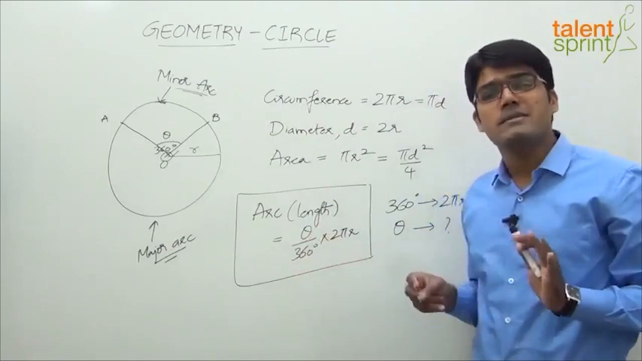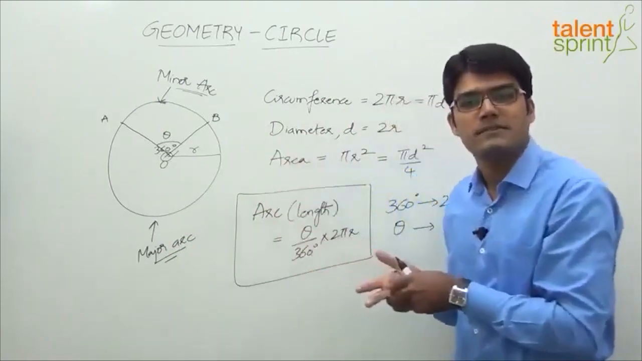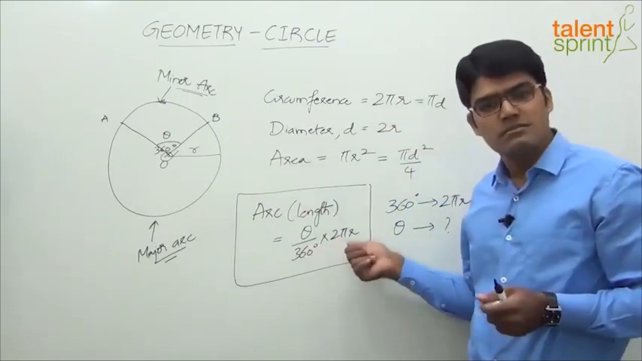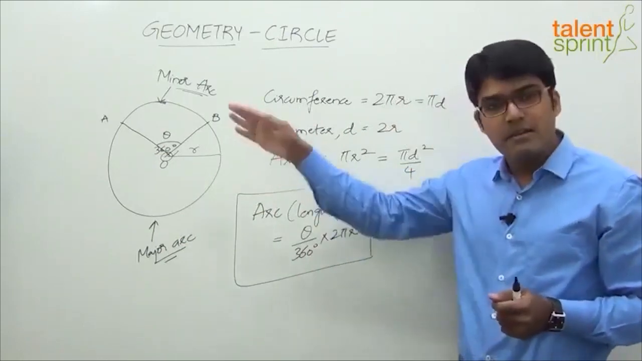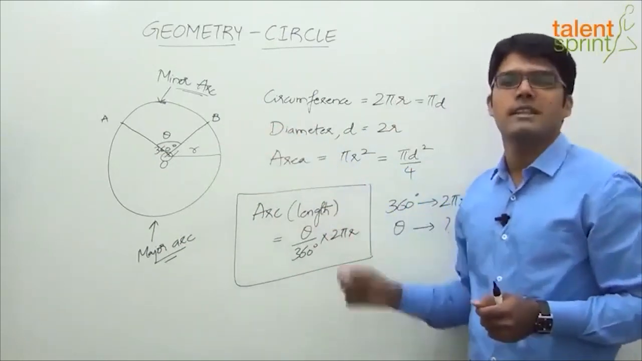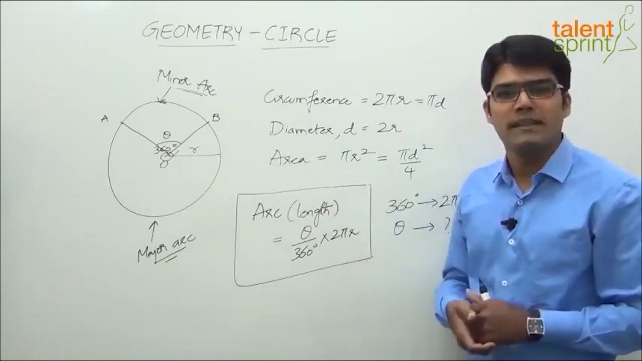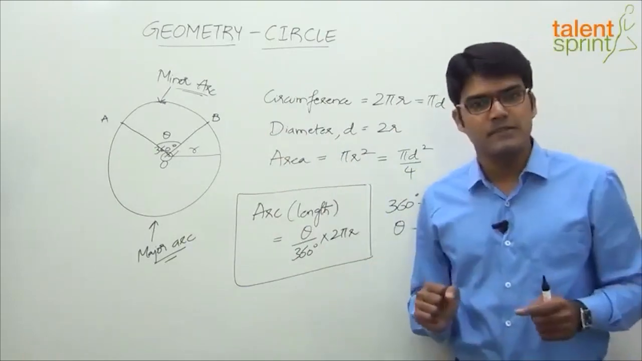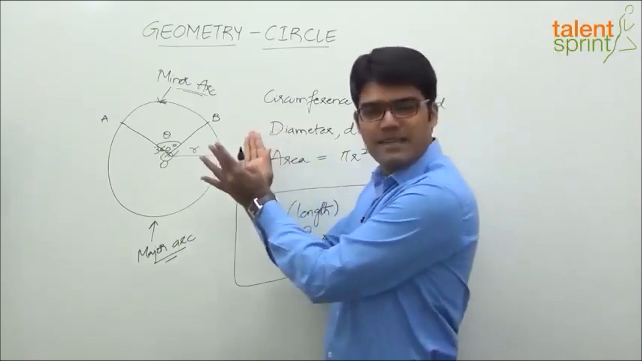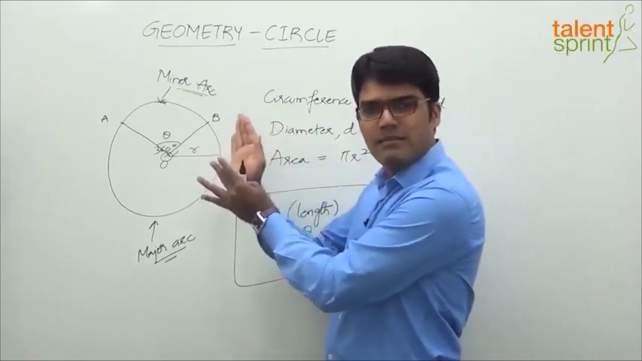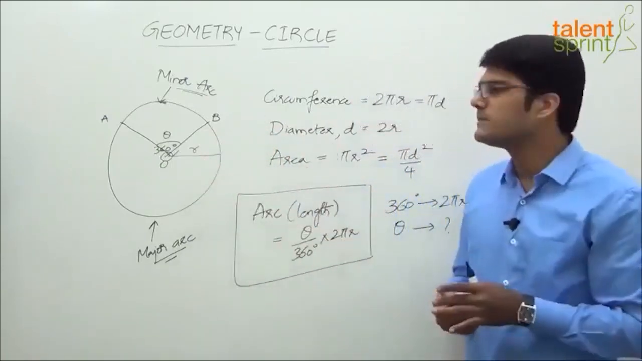So basically the concept is that an arc is some part of the circumference. So total angle 360 gives you 2 pi r. Whatever angle is subtended by the arc at the center will give you the length of that arc, whether it is major or minor. So that's about arc. It is so simple: the arc subtends a certain angle at the center, and based on that angle, we can find out the length.